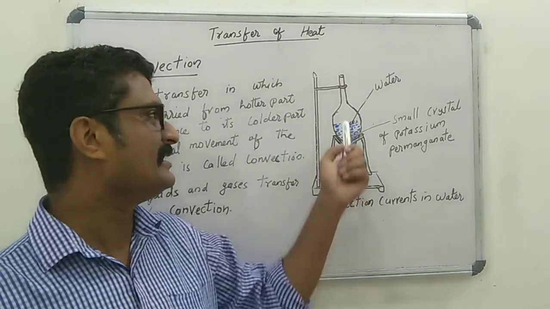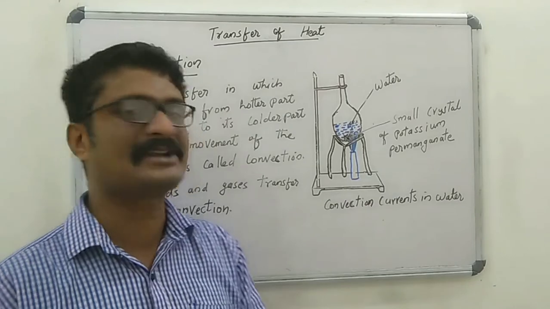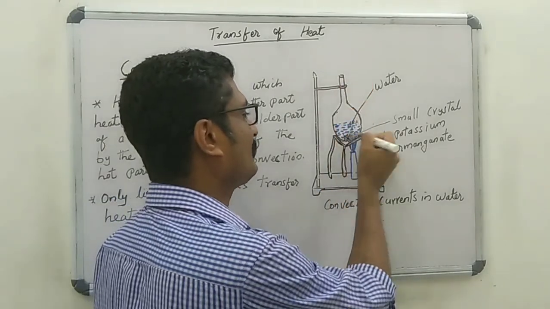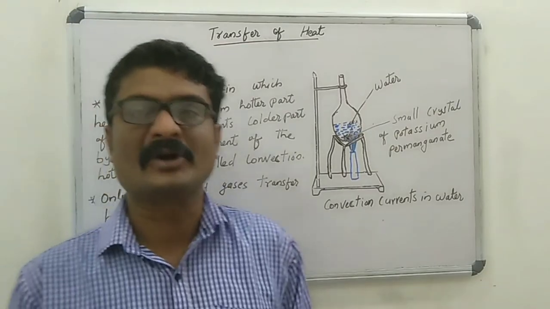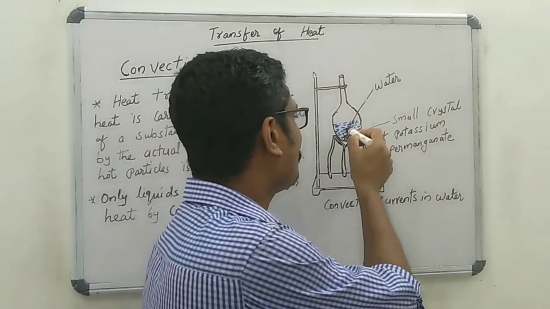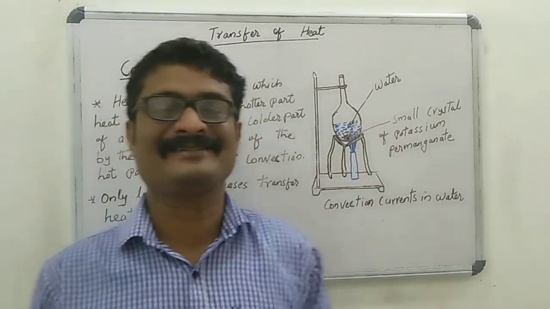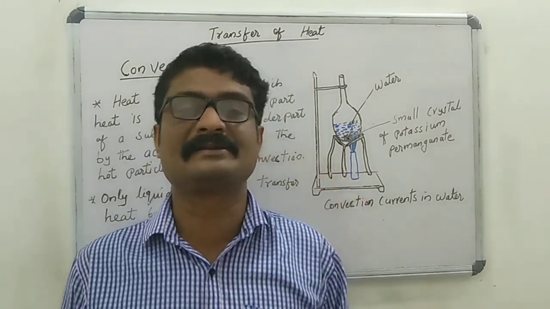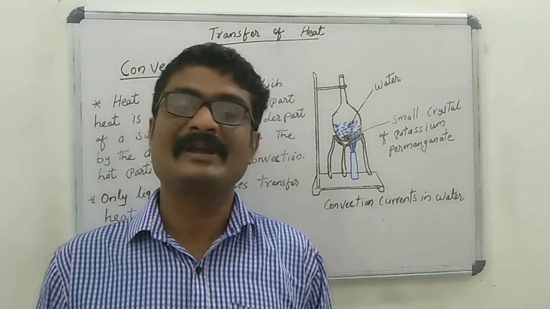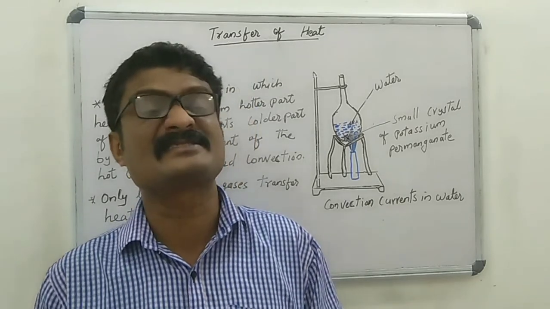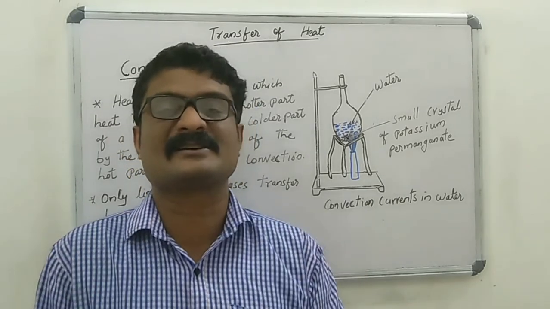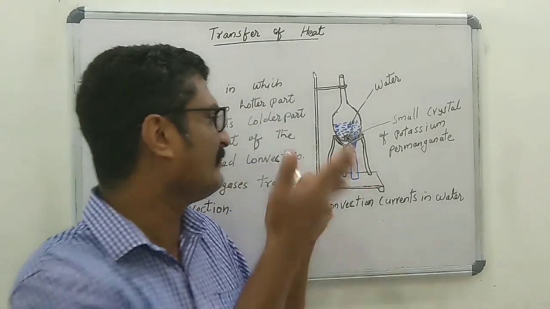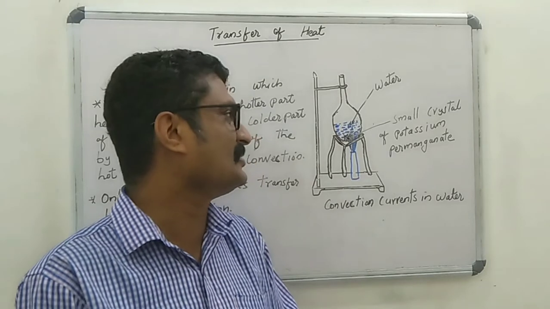The materials required for this activity are a round bottom flask, cold water, and a potassium permanganate crystal. Potassium permanganate is a purple colored substance. Then how can we perform this activity?